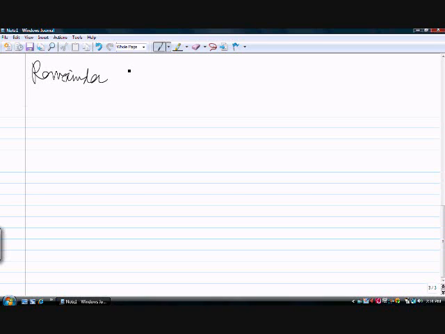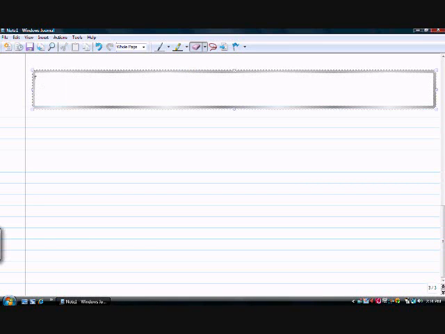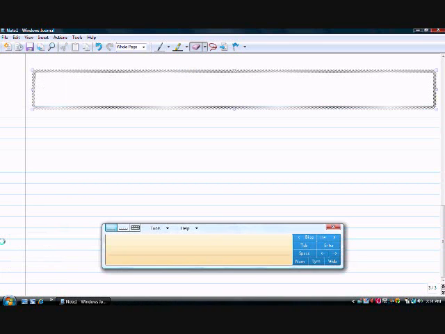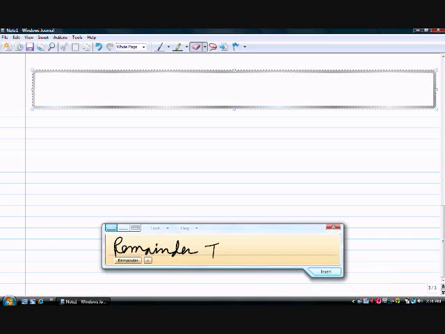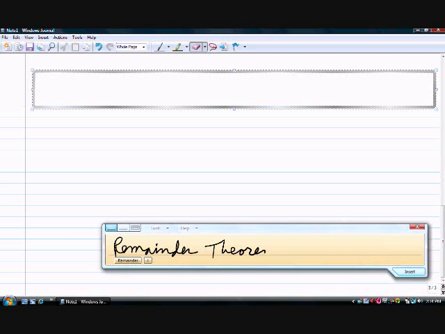Remainder, that's an A. Why don't I be smart and put that in a text box? Insert a text box right here. Go get my little text thing. Remainder, R-E-M-A-I-N-D-E-R. Theorem, T-H-E-O-R-E-M.